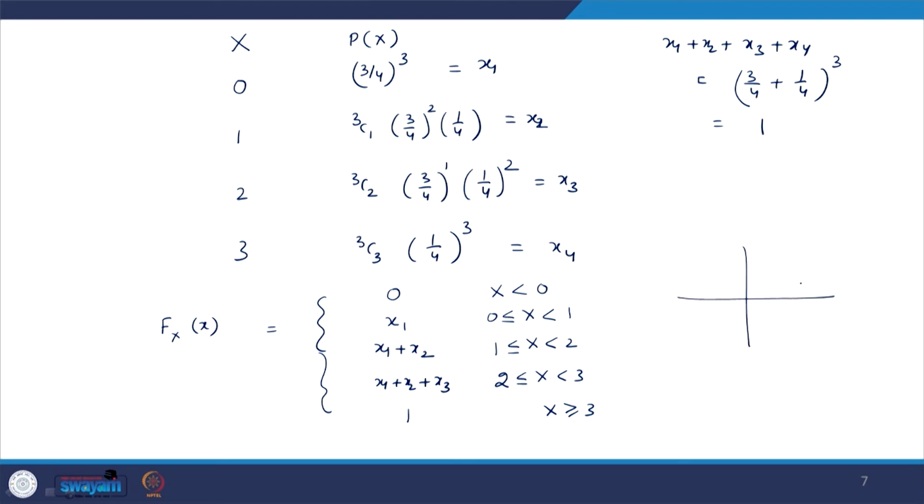Basically, if you draw it, it will be some step type function. When x is less than 0, it will be 0, excluding this. When x is between 0 and 1, it is x1, which is somewhere here, suppose, and this is inclusive. When x is between 1 and 2, it will be something like this. It is hollow here, comes here, and when between 2 and 3, it will go here. It is hollow here, and after 3, it will be 1. So, this is basically 1.